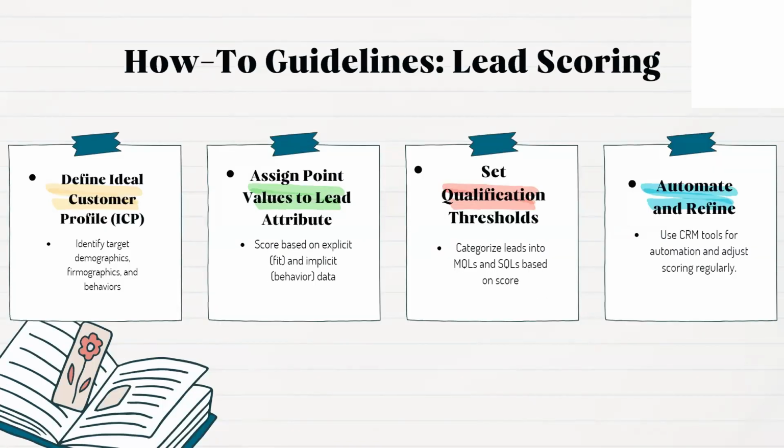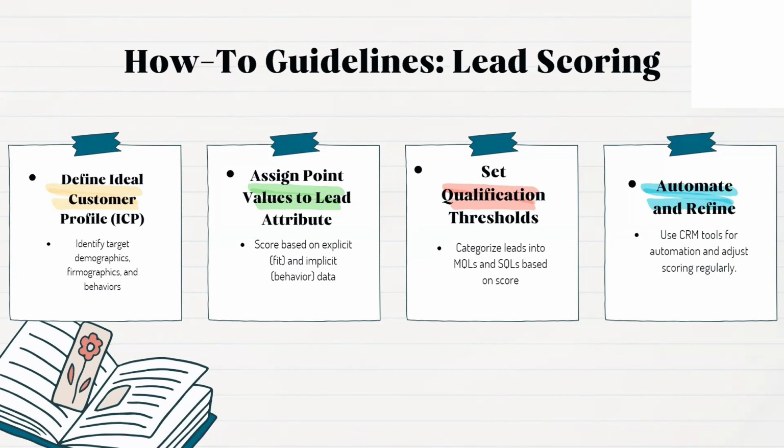Lead scoring is a critical process for evaluating and prioritizing potential customers. It begins by defining your ideal customer profile, which involves identifying key demographics such as job title, company size, and firmographics like industry or company revenue. Understanding these traits helps categorize leads more effectively.